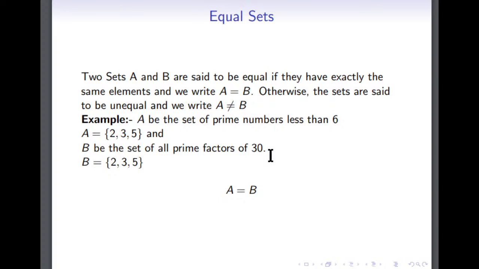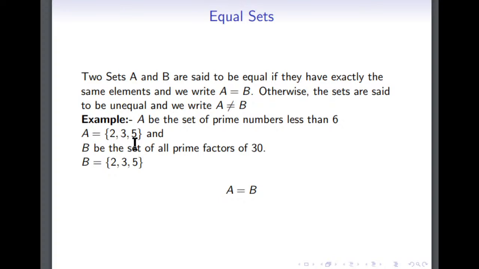Now we will talk about equal sets. Two sets A and B are said to be equal if they have exactly the same elements, and we write A equals B. And what does this mean? Let's take an example. Let A be the set of prime numbers less than 6. What are prime numbers less than 6? I have 2, 3, 5. This is the set of prime numbers less than 6.